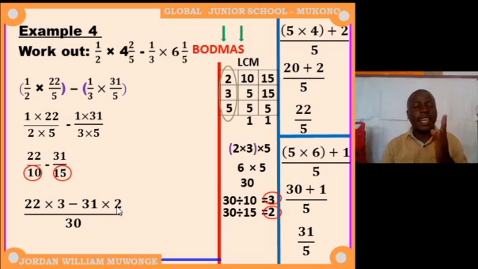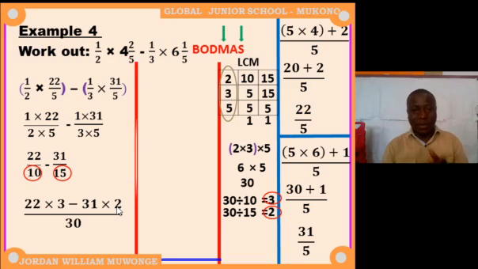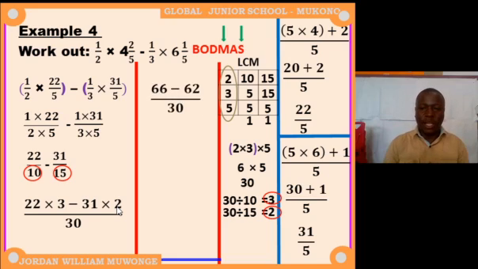Next, can someone multiply for us 22 times 3? What do you get? Someone has given a chorus answer that it's 66. Thank you. 66, but avoid chorus answers. Yes, we shall get 66. Take away 31 times 2, which is none other than 62. Thereafter, subtract. 66 take away 62.